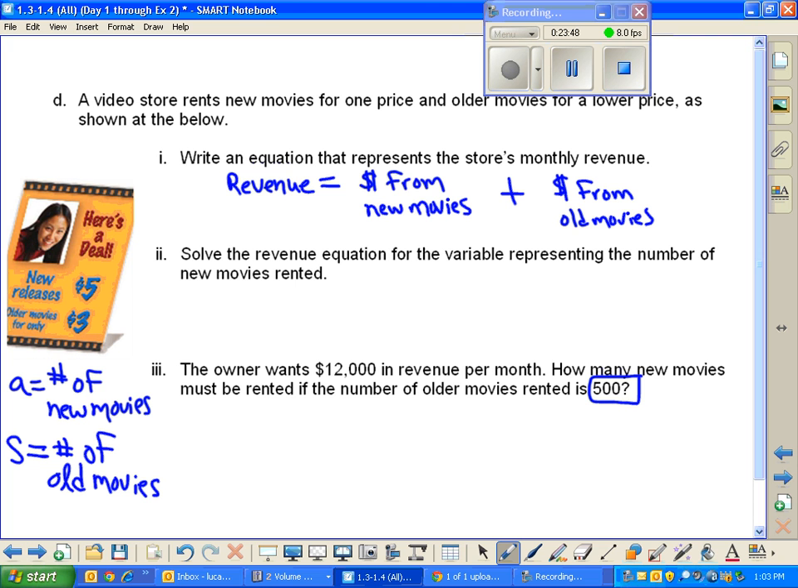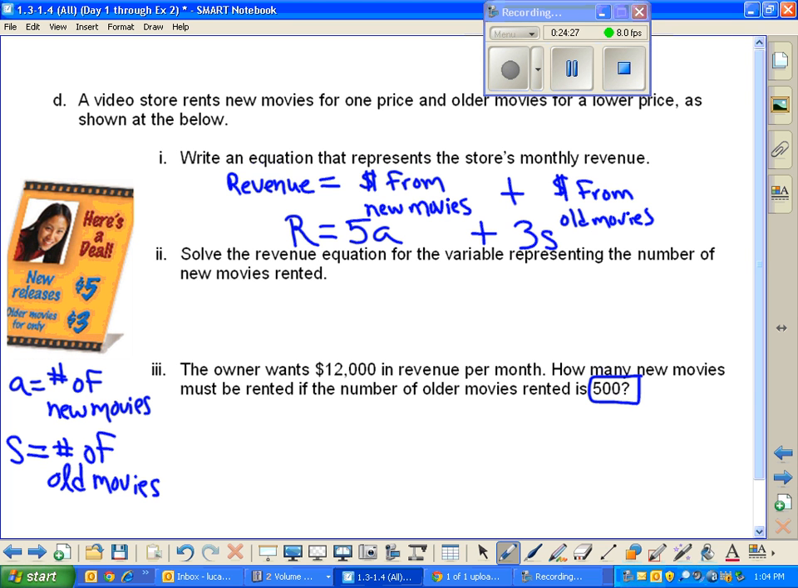I forgot revenue was our dependent. Okay, so we have R here equals the amount of money from all the new movies. Well, if our new movies are $5 a piece, and I want to know how much money I get from them in total, I have to take $5 times the number of movies that there are. So, bless you, this is going to be 5A. Bring down your plus, amount of money from old movies, times the number of old movies that I actually rent will give me the total amount of money for my old movies. So that's 3S.